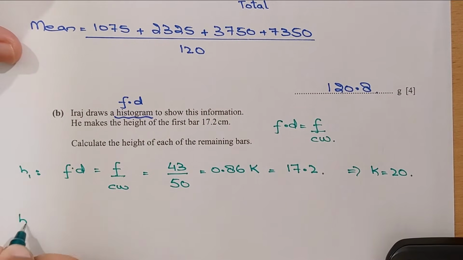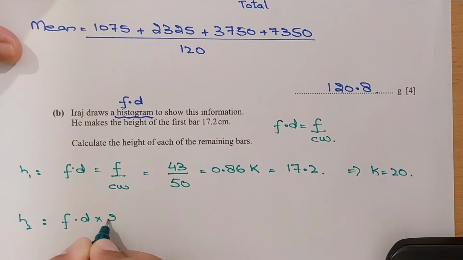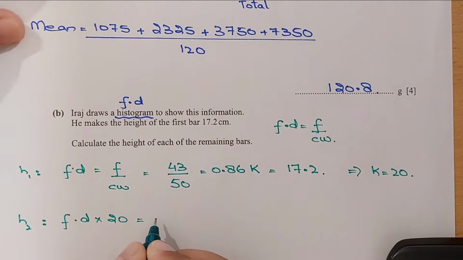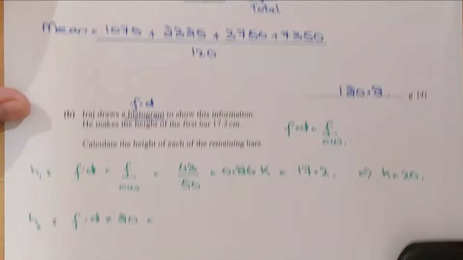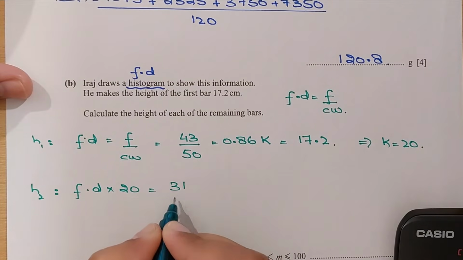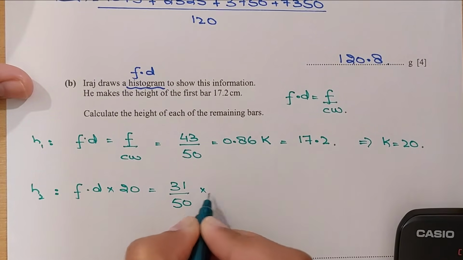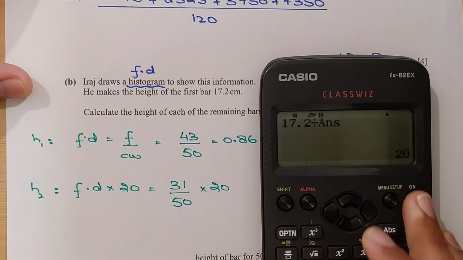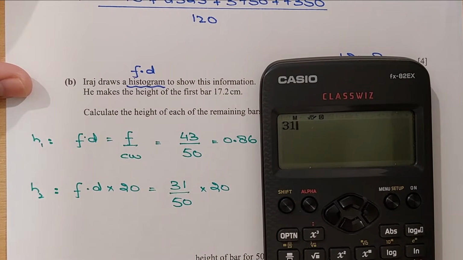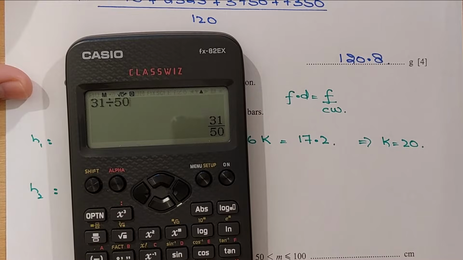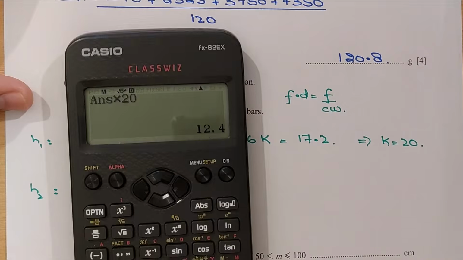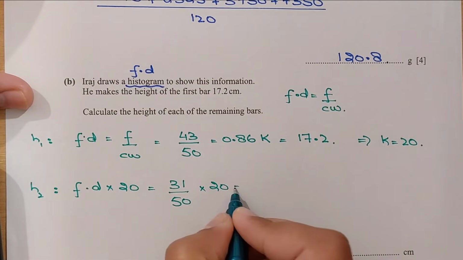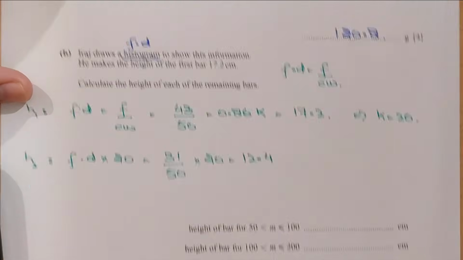So for height 2, we take the frequency density times 20. The frequency density is again frequency over class width. The frequency is 31 and the class width is 100 minus 50, that is 50. So 31 divided by 50, times 20, gives 12.4. 12.4 is the height for the second interval.